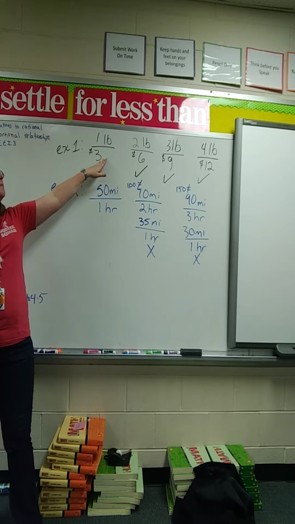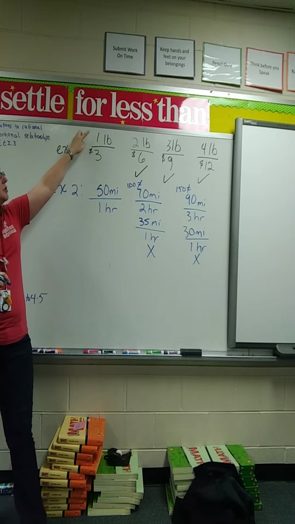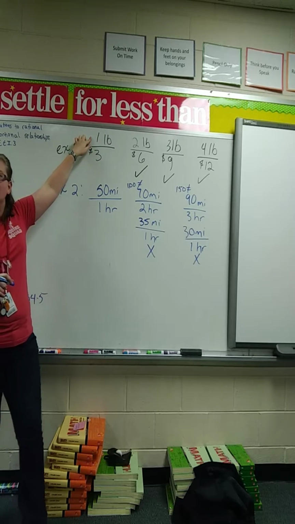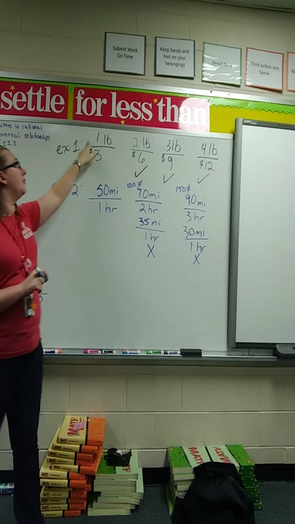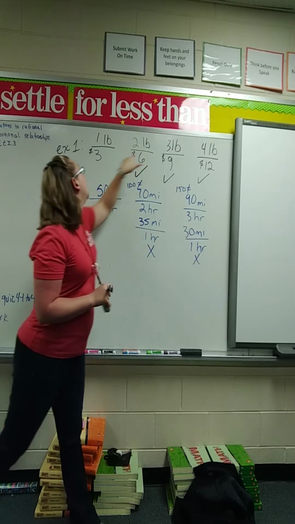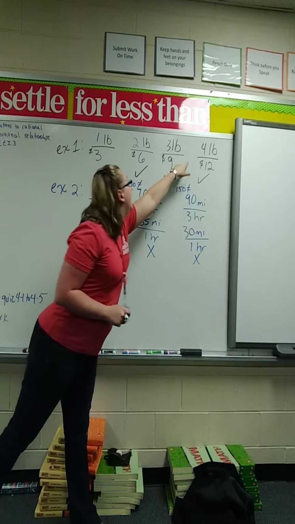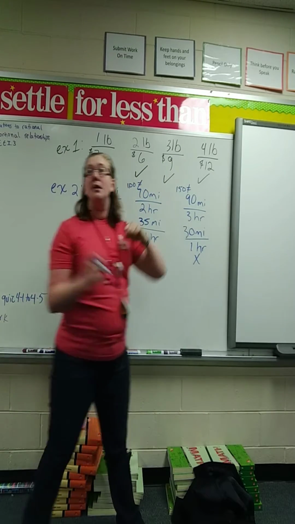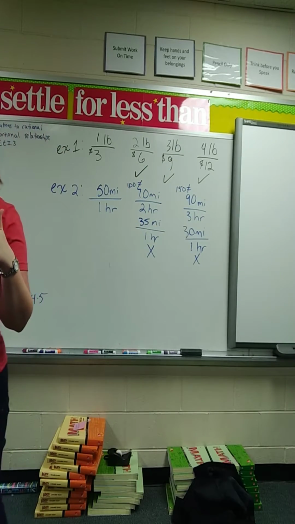Because here where it was proportional, could I multiply 2 times 3 and get 6? Yes. Going from 2 pounds, 2 times 3 gave us 6. Yes. And 3 times 3 gave me 9. Yes. And 4 times 3 gave me 12. Yes. So they would still check.